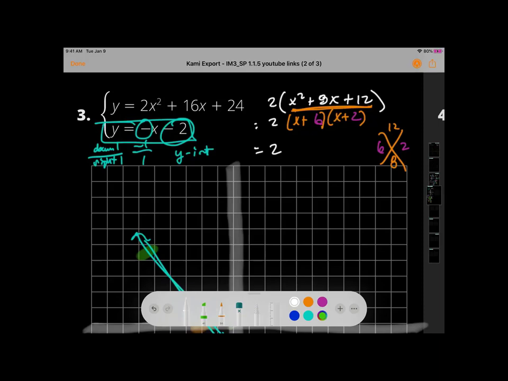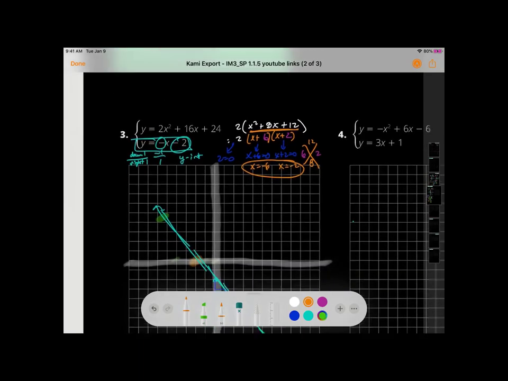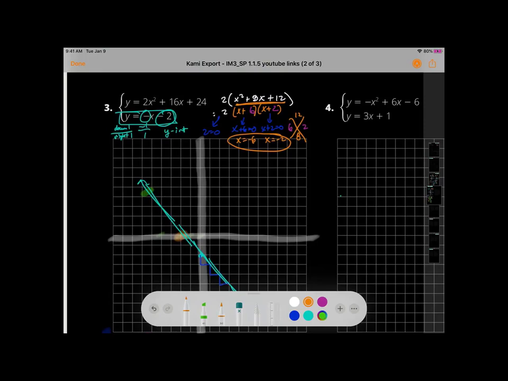And we're just trying to find the zeros, or where it crosses the x-axis. So actually, I don't need that 2. We can just set each of these equal to 0. X plus 6 equals 0, x plus 2 equals 0. So then you will get x equals -6 and x equals -2. So those are where it crosses our graph. -6, 1, 2, 3, 4, 5, 6, and -2.